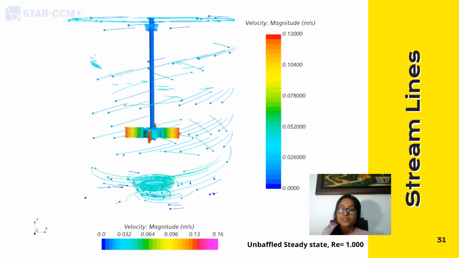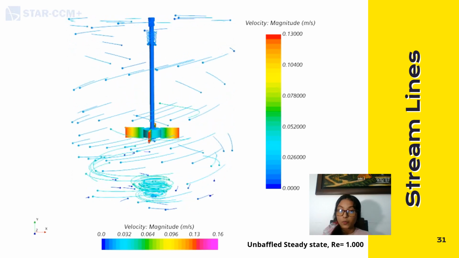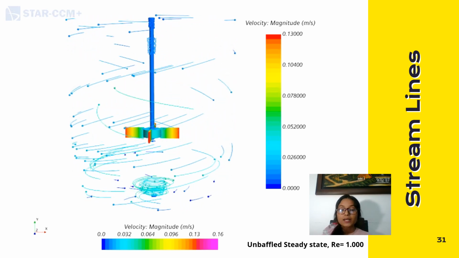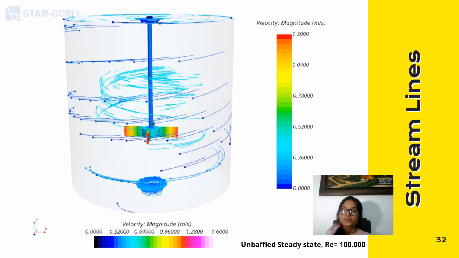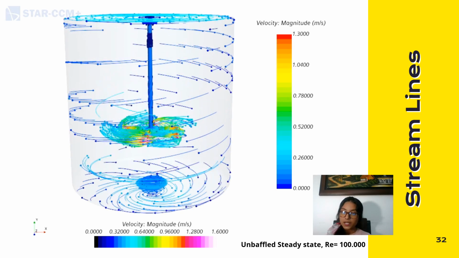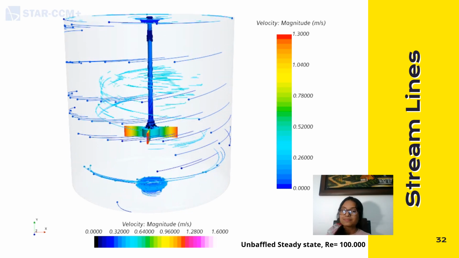Then this animation presents the streamlines for an unbaffled steady state and a Reynolds of 1000. Can you see how the fluid moves gradually with a low velocity? Then this animation presents the streamlines for an unbaffled steady state with a Reynolds of 100,000. In comparison with the previous one, it can be seen how the fluid moves with a higher velocity and presents more eddies.